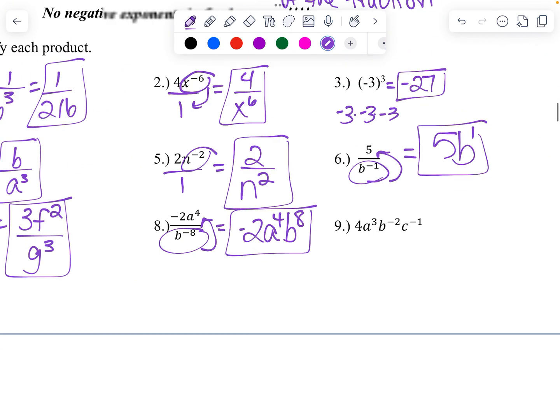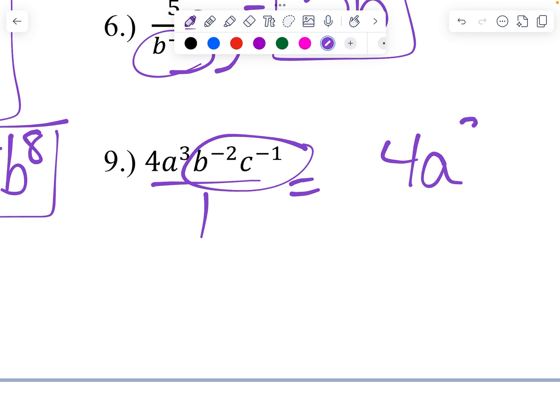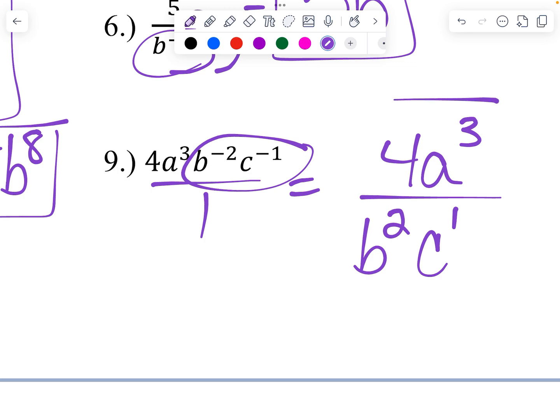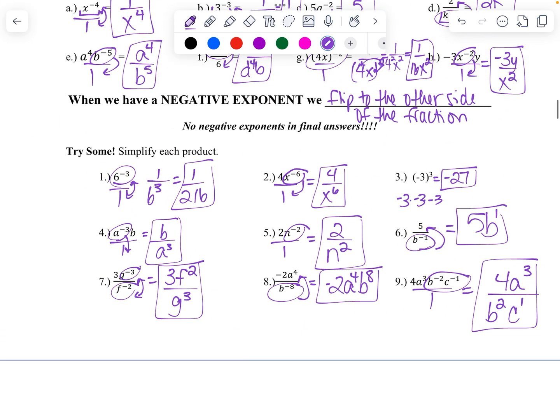For the last one, we have 2 pieces that have negative exponents. So we'll have 4a to the 3rd stay where it is. B squared now goes in the denominator, and so does c, or you could just say c to the 1 power. So we are only moving what has a negative exponent. If you look at all of the examples I did, I circled that piece. That piece has to move. Everything else will stay exactly the same.